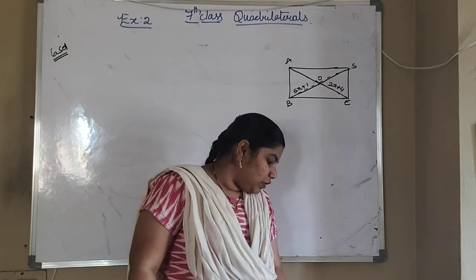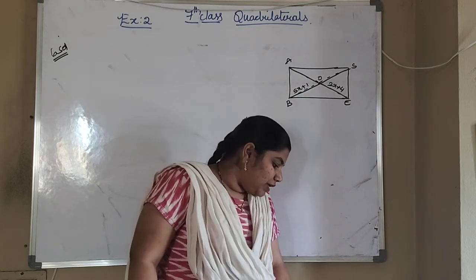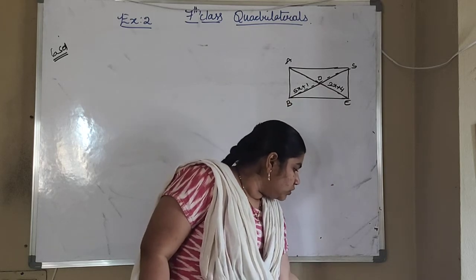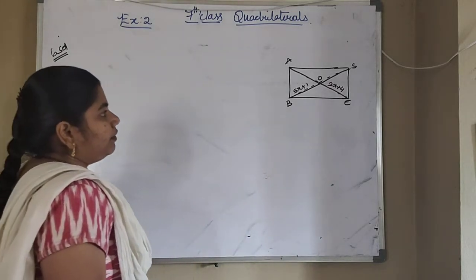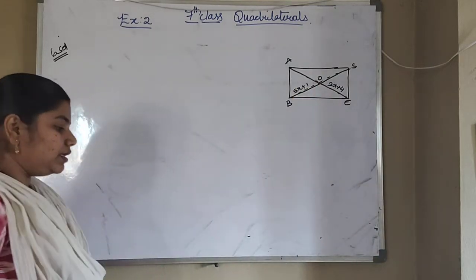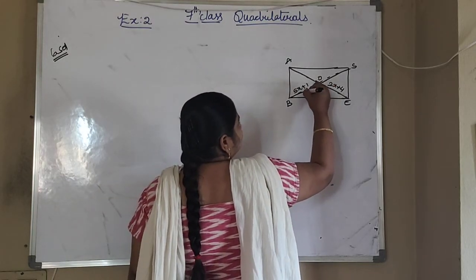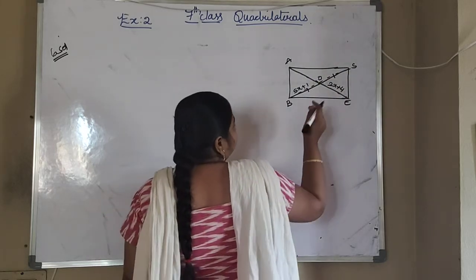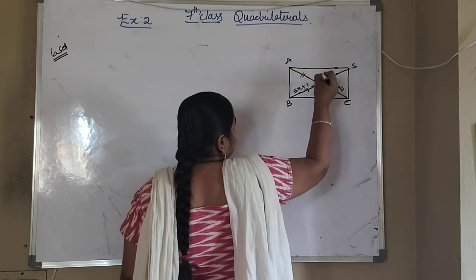So OB is 5x plus 1 and OE is 2x plus 4. So how to find this, we will see now. Already we know that in a rectangle, diagonals bisect each other. So if the length of OB is 5x plus 1, the length of OS will also be the same. And if the length of OE is 2x plus 4, the length of OA will also be the same.